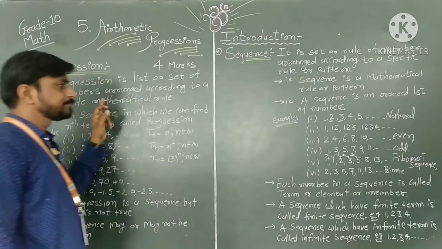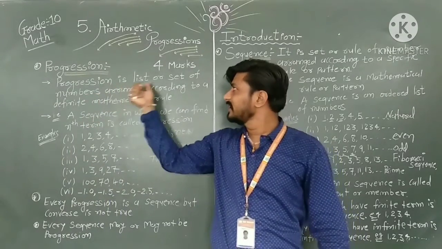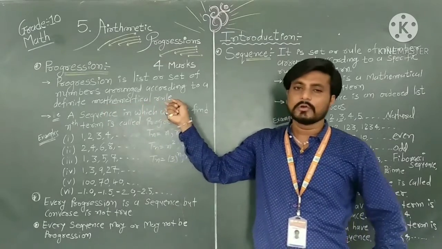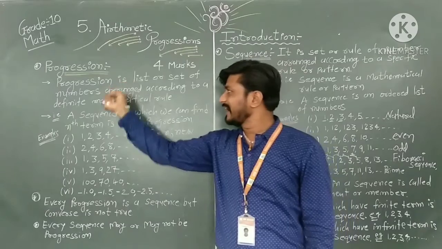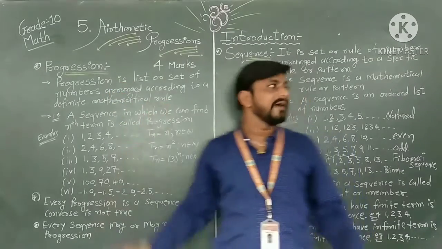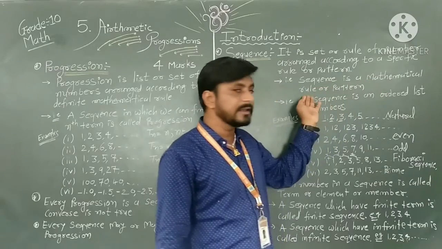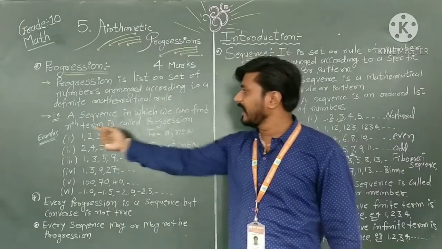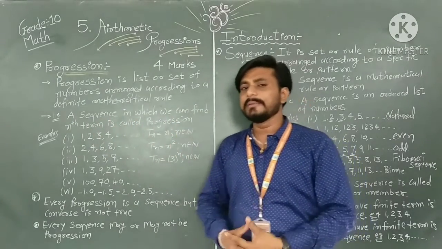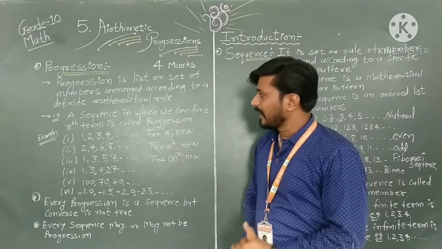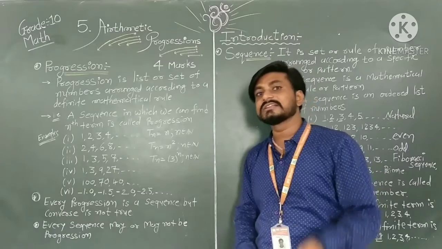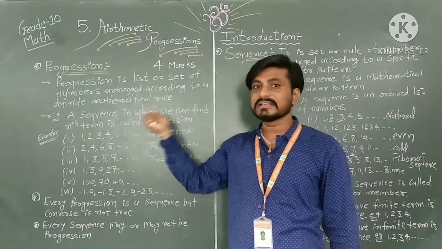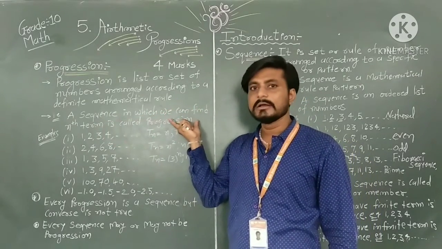Progression. What is a progression? Here look, a progression is a list or set of numbers arranged according to a defined mathematical rule. In a progression, there is a mathematical rule, while a sequence also has a mathematical rule or pattern. Now, a sequence in which we can find the nth term is called a progression. Simply, if I can find the nth term of a sequence, then it is converted into a progression. This point is very important. A sequence in which we find the nth term is called a progression.